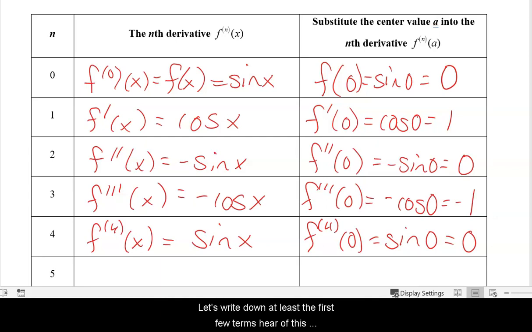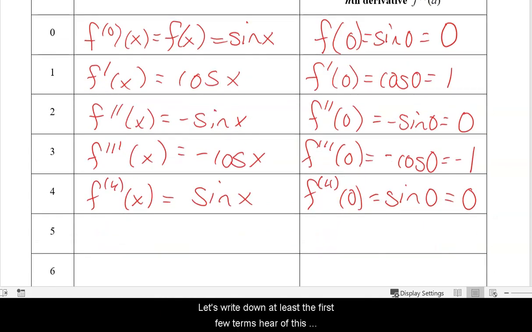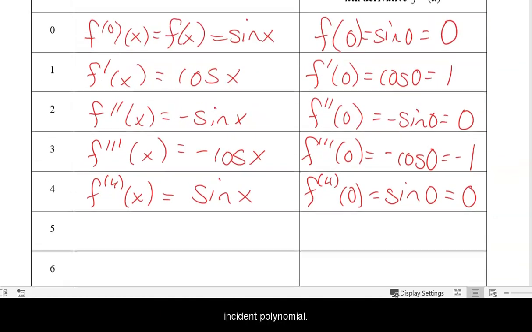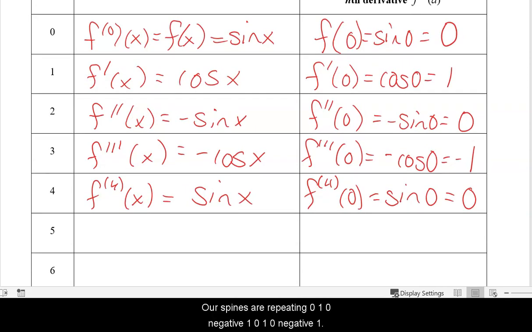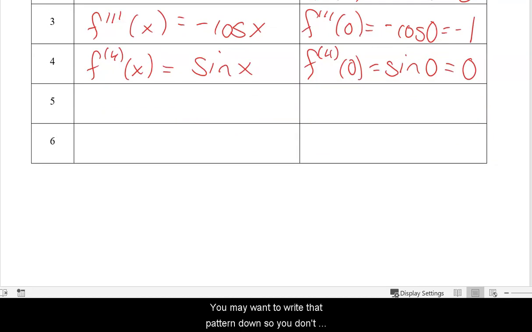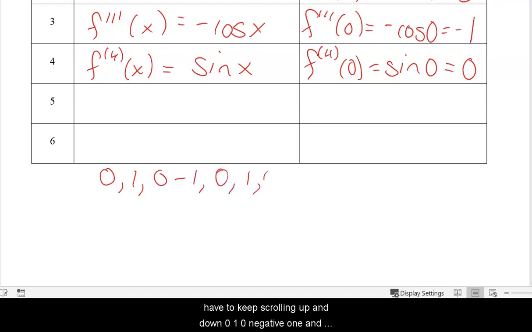Let's write down at least the first few terms here of this infinite polynomial. Our values are repeating 0, 1, 0, -1, 0, 1, 0, -1. You may want to write that pattern down so you don't have to keep scrolling up and down. 0, 1, 0, -1. Then back to 0, 1, 0, -1.